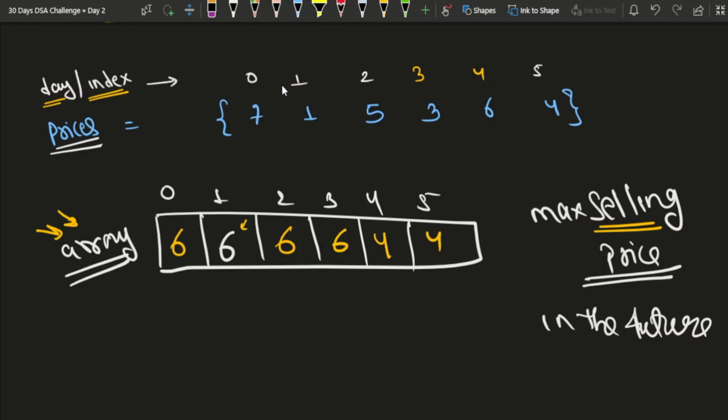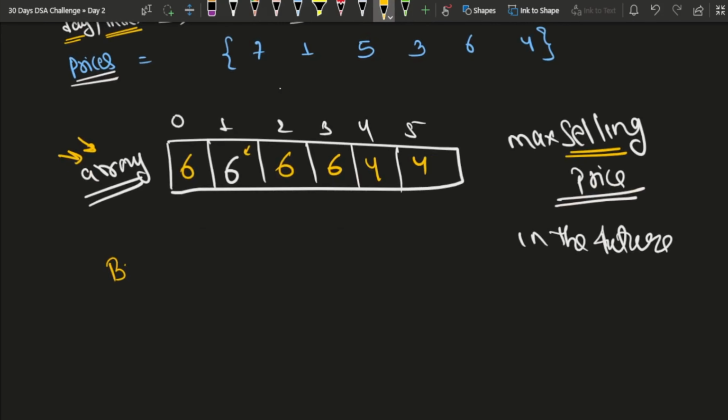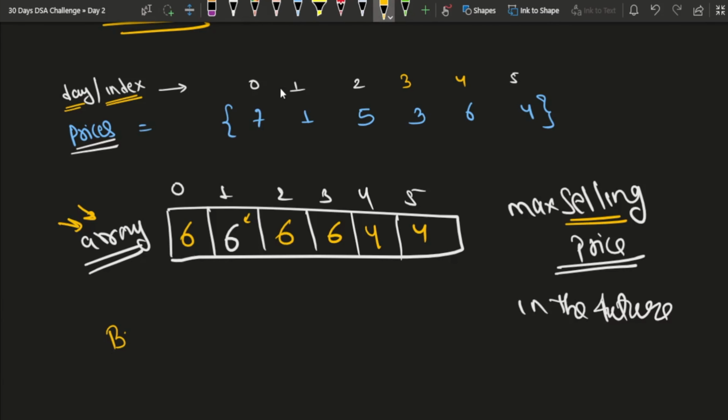Now once we have calculated this array, our task is going to be very, very, very easy. Let me just zoom in. So let's say I decide to buy the stock on day number 0. The value in my buy variable will be 7, and when we sell this stock, we want the maximum selling price. What is the maximum selling price? We can directly get it from this array. The maximum selling price is 6, right?